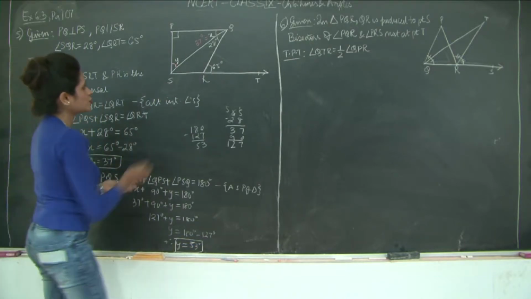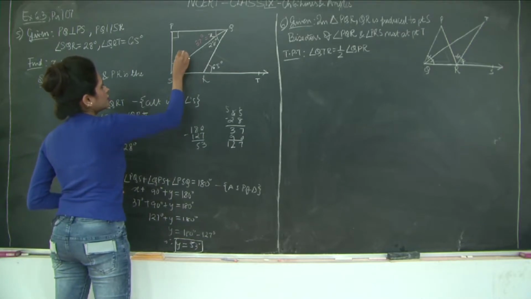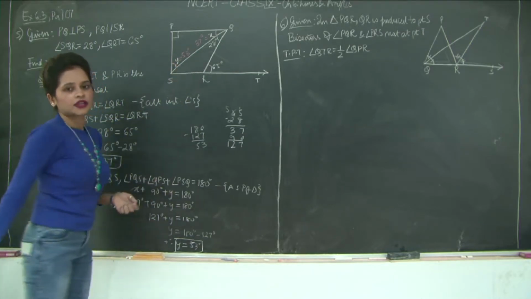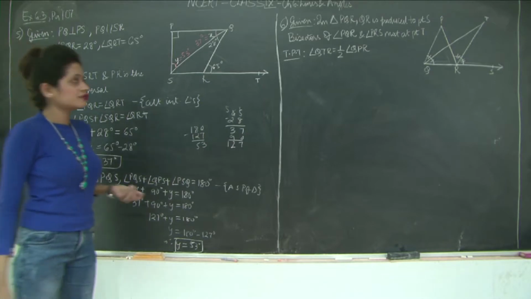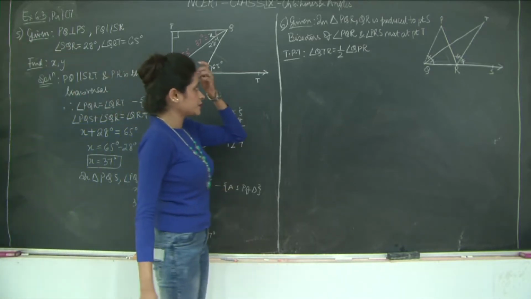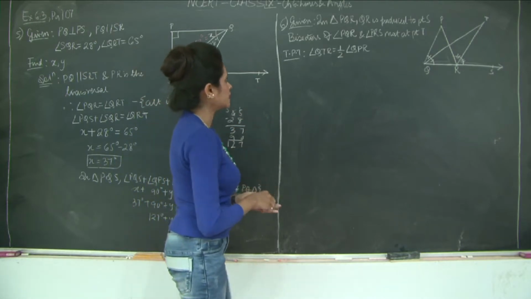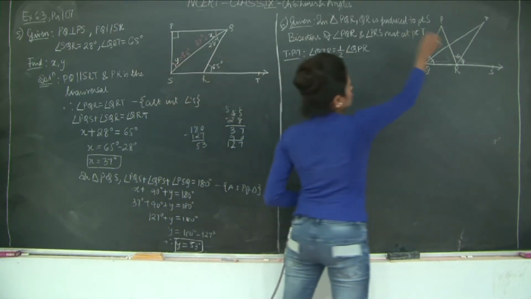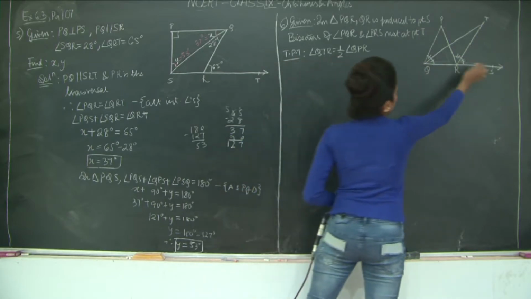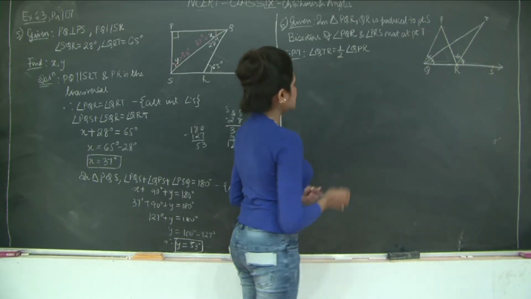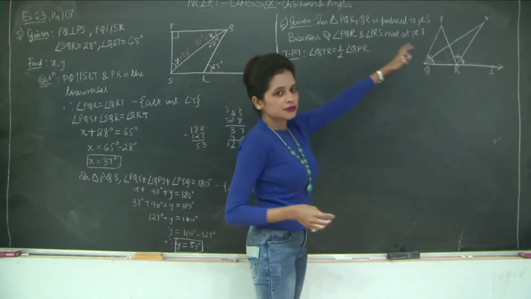Therefore, we have found the measure of angle Y, which is 53 degrees. Right? So this was about question 5. Let's move on to the last question. So here we need to prove something. Let's see first what is the given data. So in triangle PQR, QR is produced until point S. Bisectors of PQR and PRS meet at point T.